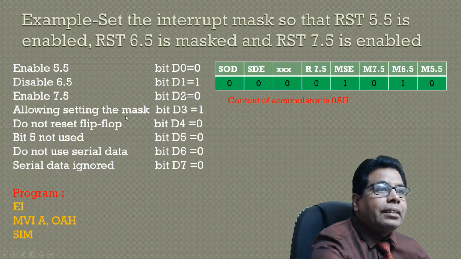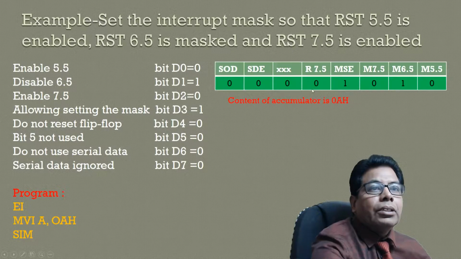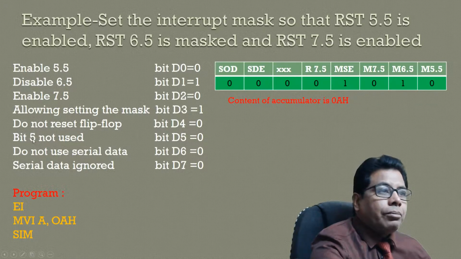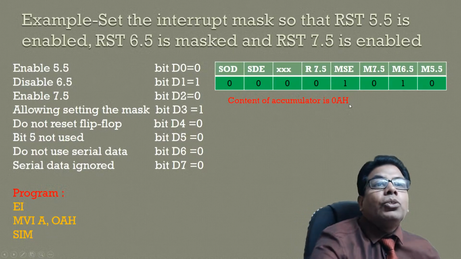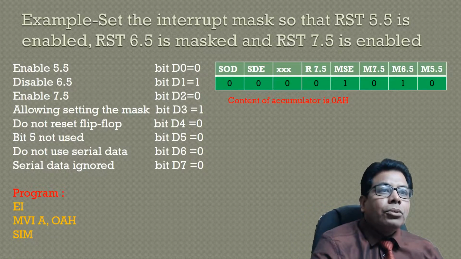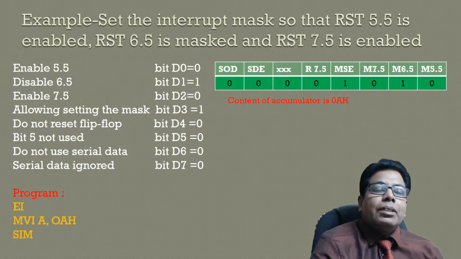Then allowing setting the mask, so this MSE bit will be 1. Then do not reset flip-flop, so D4 is 0 here. Then bit 5 is not used, so we have kept it 0. Then do not use serial data, so SDE we are making it 0, and serial data is ignored. So SOD is also 0. So the contents of the accumulator will be 0A, 0 0 0 0 1 0 1 0.